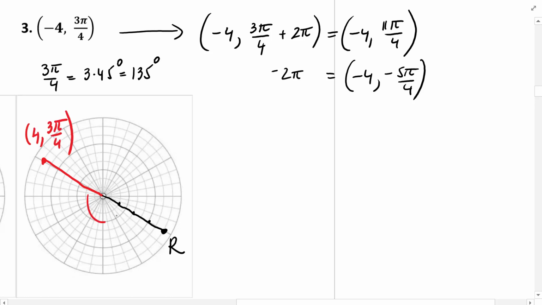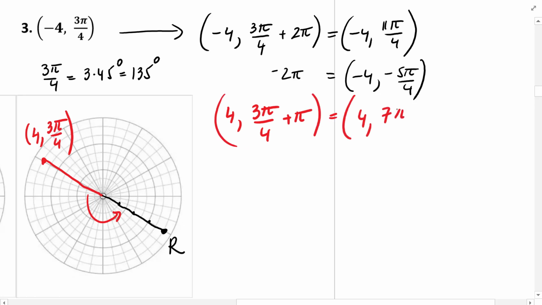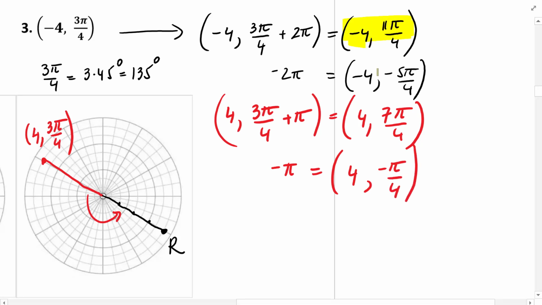So when we add pi to it, it would be 4 and 3 pi over 4 plus pi. It's going to give us 4 and 7 pi over 4. If we subtract a pi, it's going to give us 4 and negative pi over 4. So again, 4 representations of the same point.